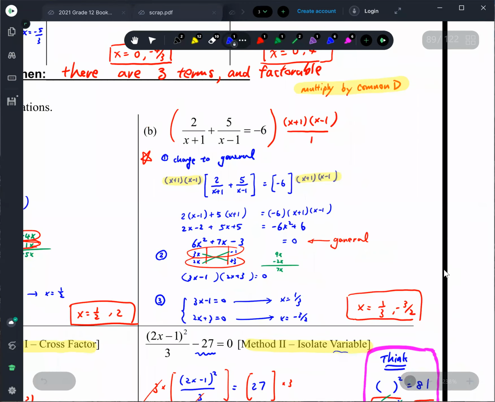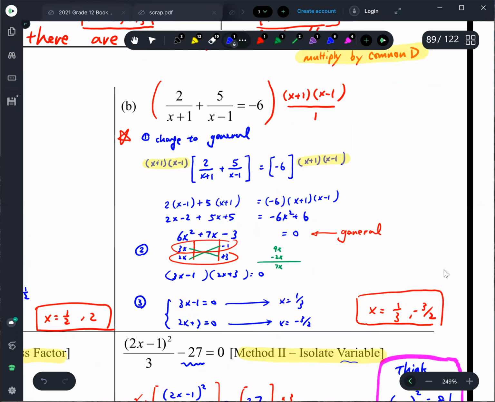Is that the same question? I don't think so, but it's similar, right? You have two fractions. So you can take a look at what we did. I'll let you try it. Once you got the general form, please raise your hand. We'll check that first.